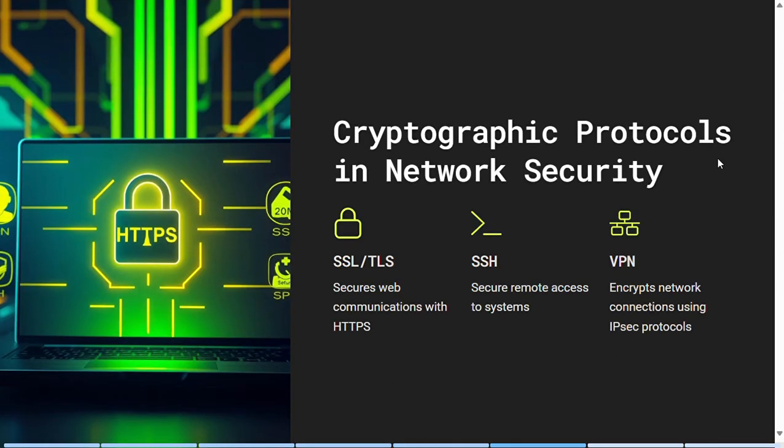Next, we will see cryptographic protocols in network security. It consists of SSL and TLS, SSH and VPN. We will see one by one. SSL stands for Secure Socket Layer and TLS stands for Transport Layer Security. It encrypts communication between client and server, used in HTTPS, email, online shopping, etc. Examples are Amazon, Gmail and online banks use TLS.